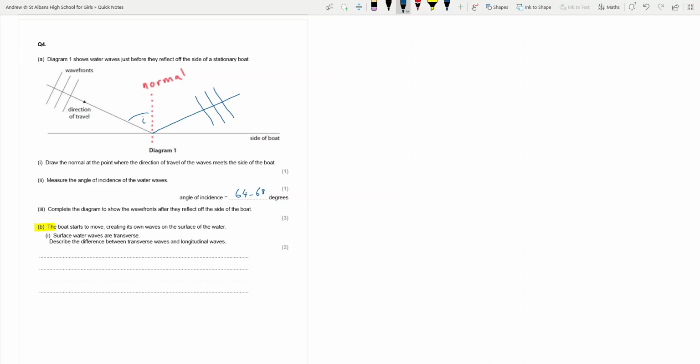Doesn't need to be a dashed line, it can be a solid line. You should use a ruler. I do not have access to a ruler on this software at the moment, so this was quite hard to draw. I do recommend using a ruler. So we have that. That's our first mark.